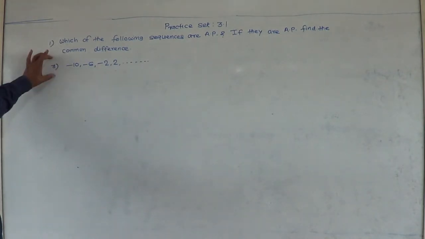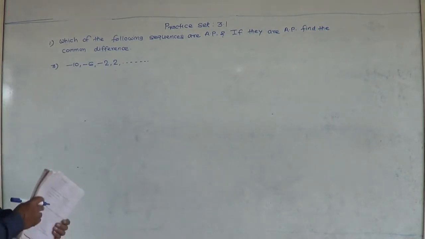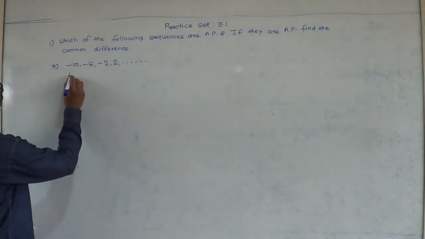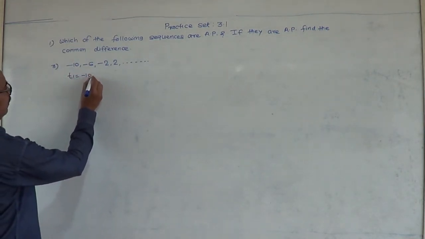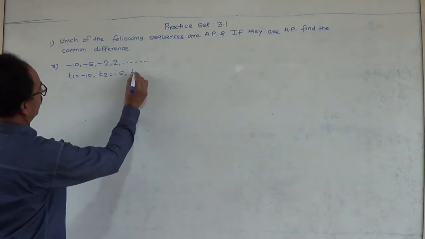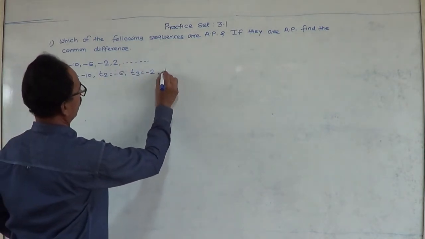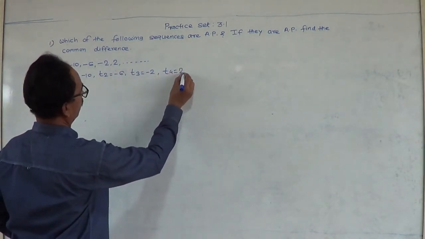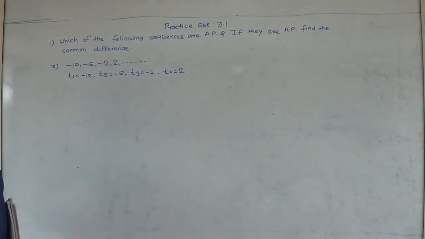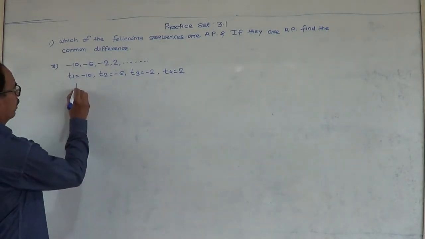Here in example 3 we have the given sequence -10, -6, -2 and 2. So we will write here T1, which is -10, T2 is -6, T3 is -2 and T4 is +2. Now find the difference between two consecutive terms, that is T2 minus T1.